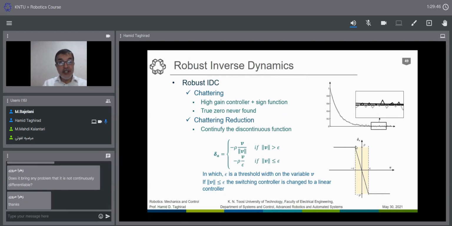But believe me, this robust IDC is working very, very well. I don't say that it is used in all robotic manipulators in industry. No, in most of them we are just using a robust PID or a PID with tuning gain. But if you need higher accuracy in the presence of uncertainty, you can use that. We are running out of time. If there is any question, we have time for one or two quick questions.